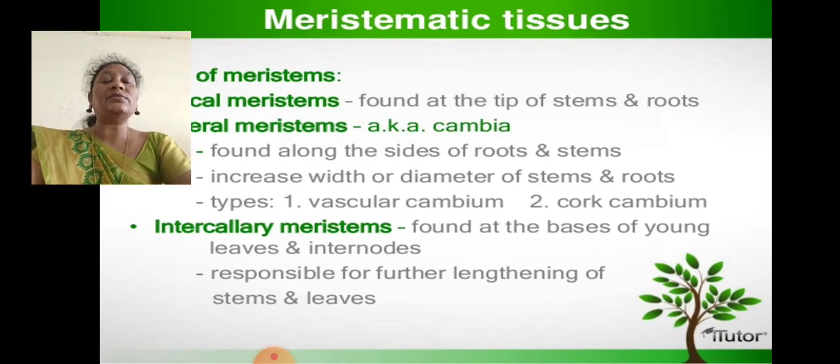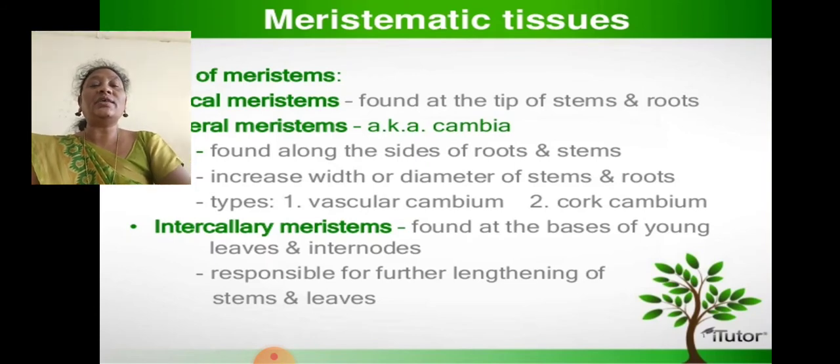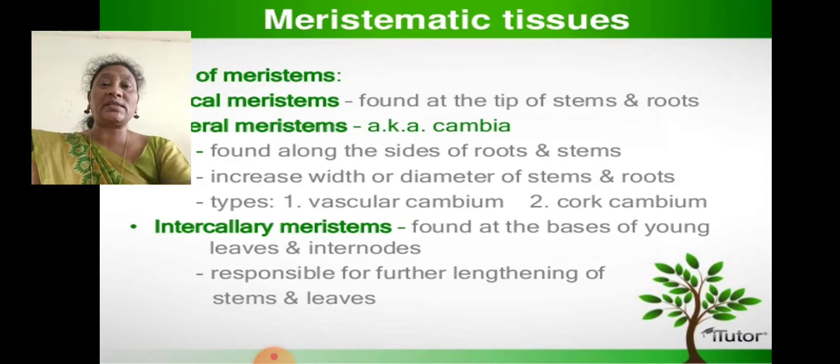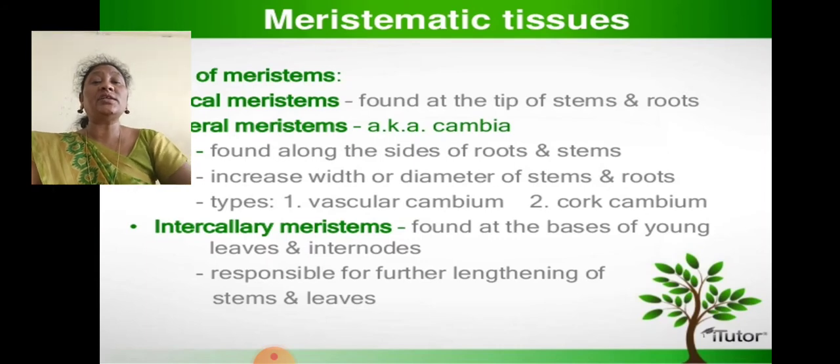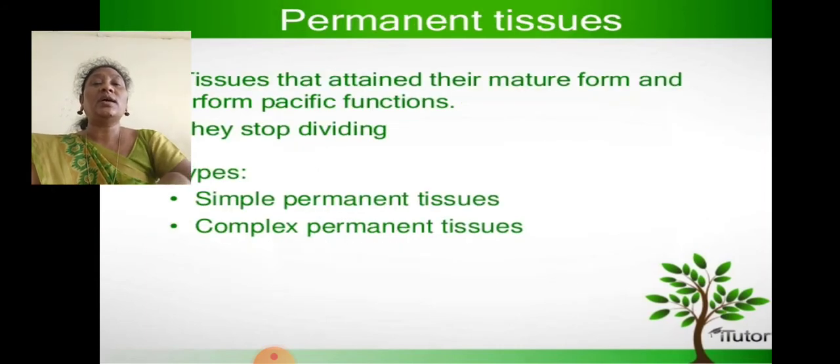Intercalary meristem is found at the base of young leaves and internodes. Internodes means the stem. I discussed in the class about nodes and internodes. It is responsible for the further lengthening of the stem and leaves. This intercalary meristem helps increase the length of the stem and also the leaves.